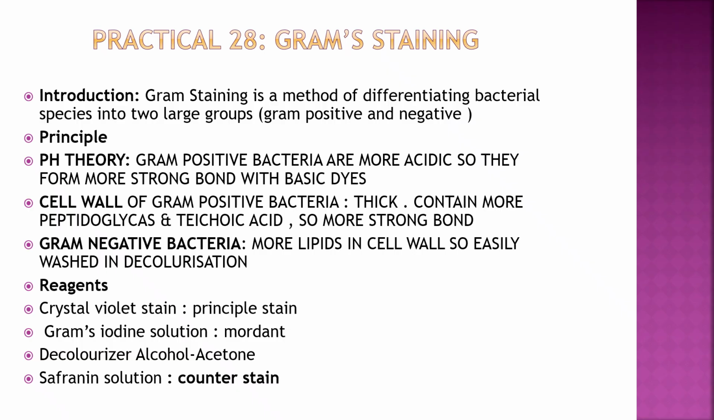So the reagents used in this are mainly four: crystal violet, that is the principal stain which stains bacteria violet, then gram iodine, which acts as a mordant, and then the decolorizer alcohol acetone which decolorizes the slide in gram negative bacteria, and safranin which acts as a counter stain in gram negative bacteria and gives pink color to the gram negative bacteria.